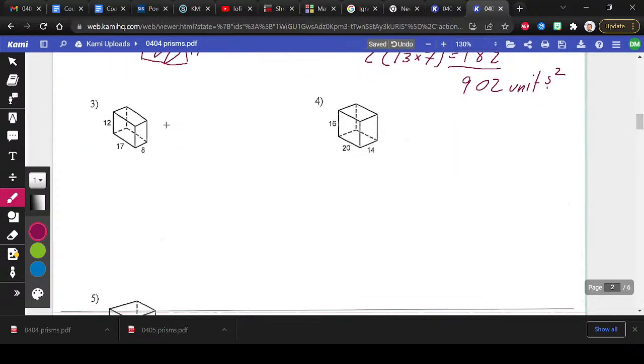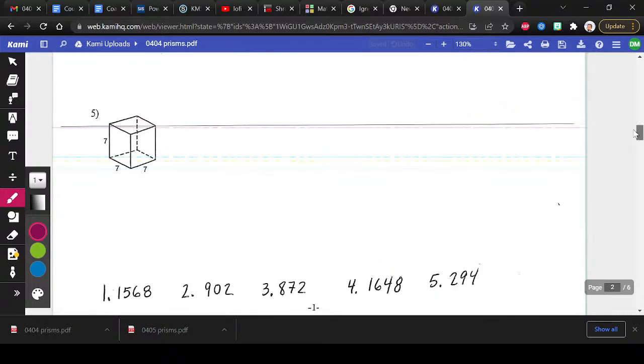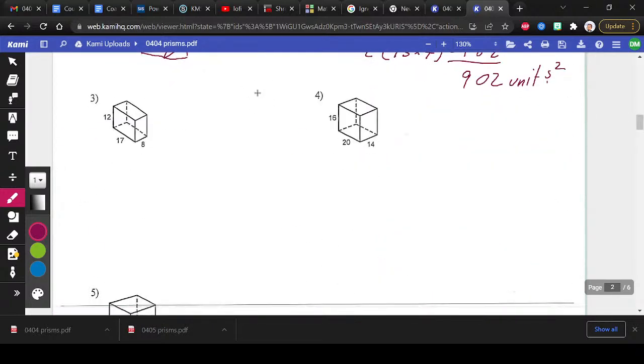Next. Okay, my mind tricked me there for a moment. So, go through here. We got 12, we got 17, we got 8, we got 17, we got 8. That's 17 right there. That's 8 and 17 right there.